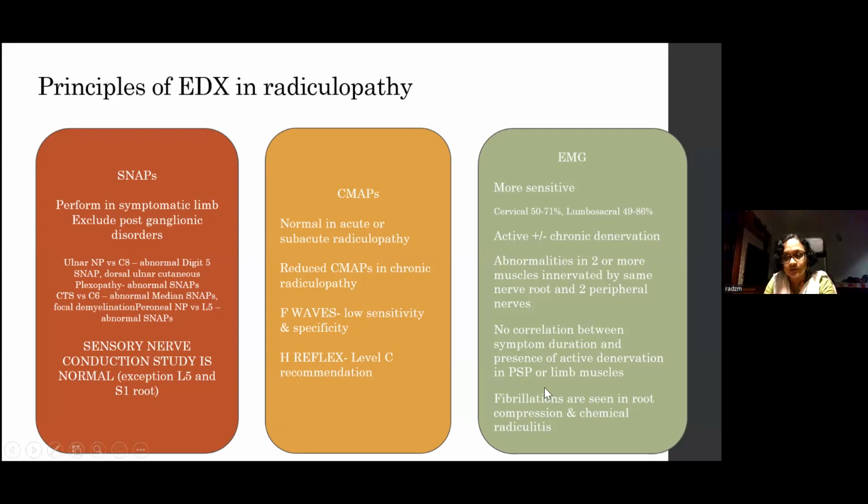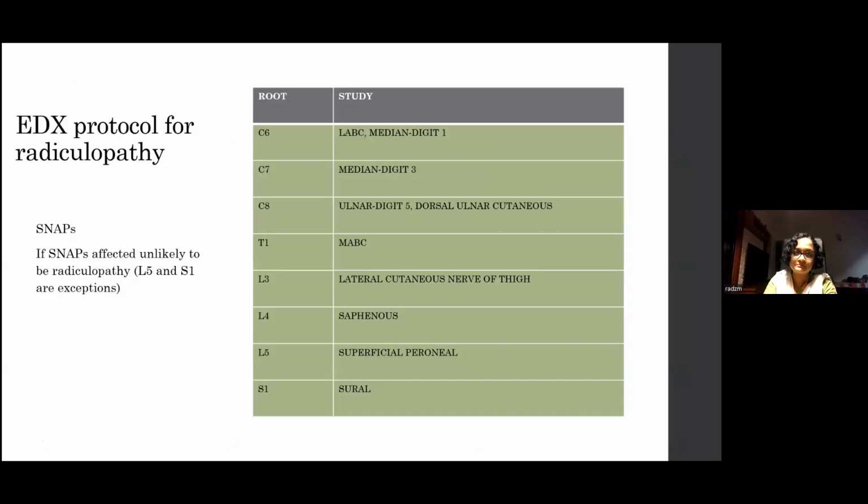Fibrillations you can also see in root compression as well as chemical radiculitis. When I say chemical radiculitis, sometimes patients have compressive radiculopathy where there's no direct compression of the nerve root, but there are changes in the CSF around the nerve root, which almost results in a chemical radiculitis. So you can see fibrillations in such patients as well.